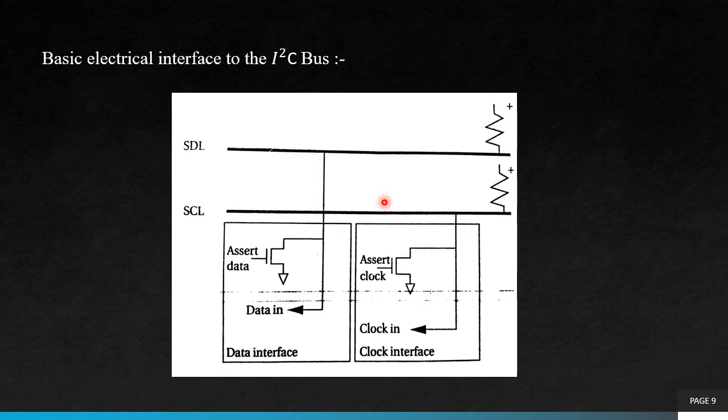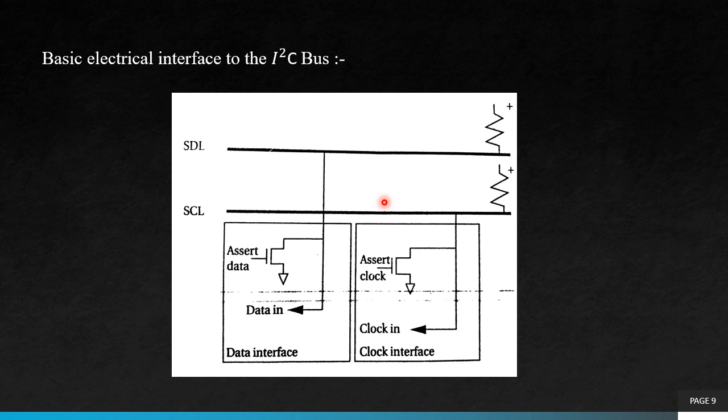This is the basic electrical interface to the bus. Since the bus does not define particular voltages, whether it should be low or high, it can use either bipolar or MOS circuits. Both bus signals use open collector, open drain circuits. That is, it allows several devices to simultaneously ride the bus without causing electrical damage.